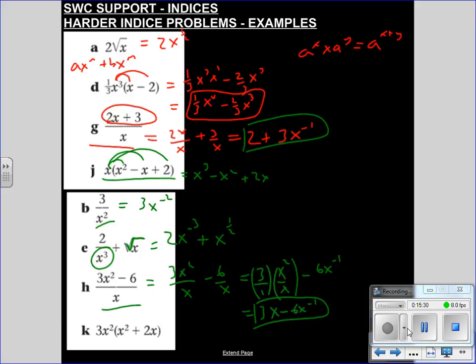That's that one done. And then finally, we've got this one. So this will be timesing out. The 3 stays, x to the 4. And now we've got 3 lots of x squared times 2x. So that's plus 6x cubed. And we are done. Okay.